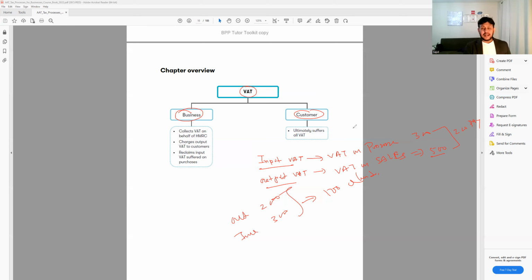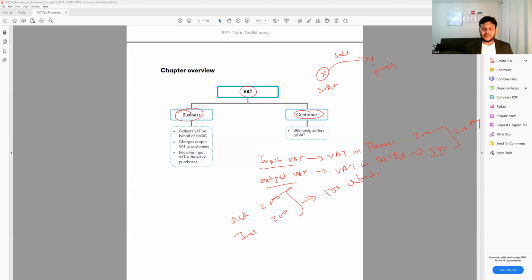All right, so what you understand from here, this input and output VAT. Input VAT means VAT on purchase and output VAT means VAT on sale. For example, if I have two customers, X and Y, so for example, X sells something to Y. So here, X is the seller and Y is the purchaser.